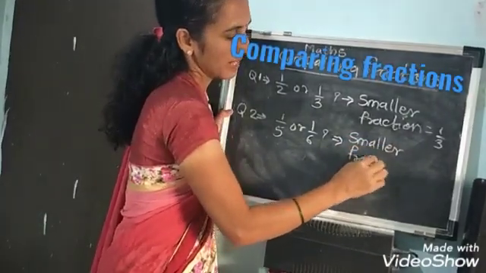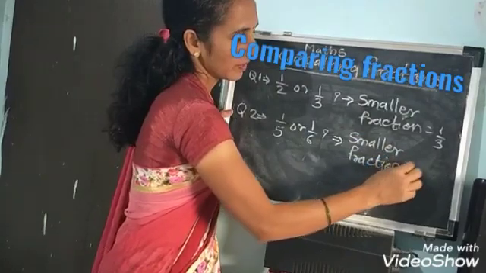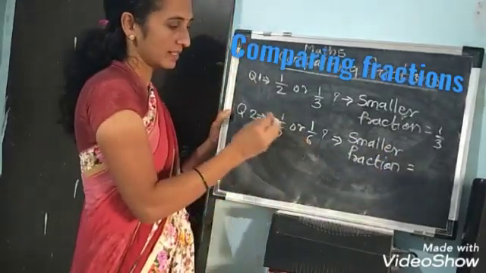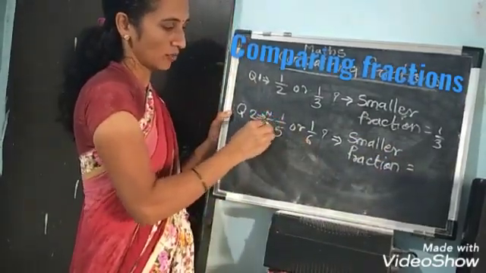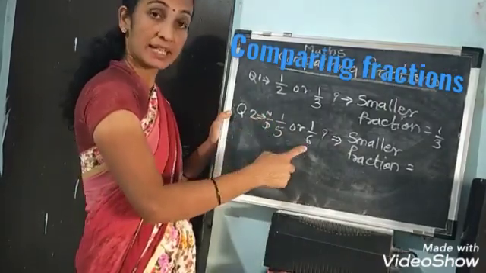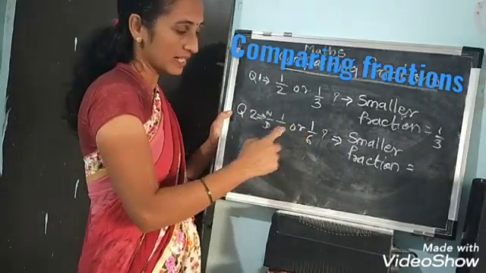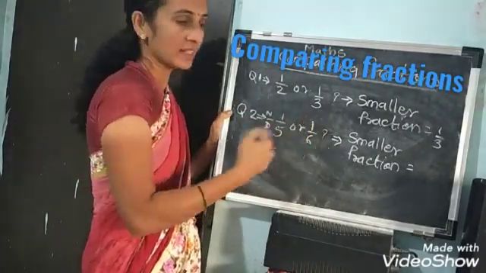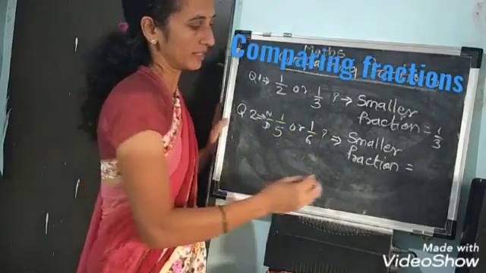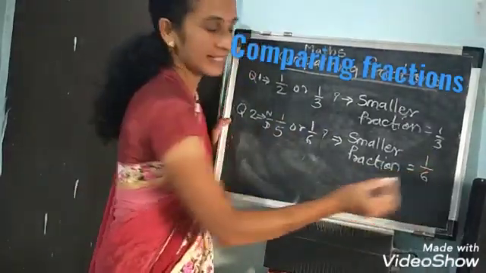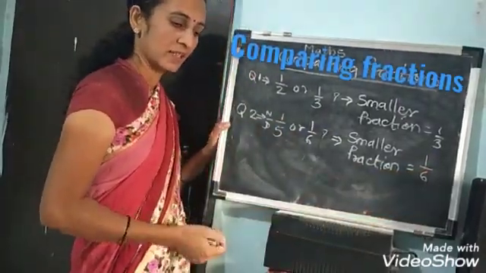Smaller fraction. Now see the denominator. Denominator means downside. This is the numerator, this is the denominator. If the downside number is bigger, that fraction is smaller. 6 is bigger than 5, so this fraction is smaller. It is exactly opposite. So the smaller fraction is 1 upon 6.